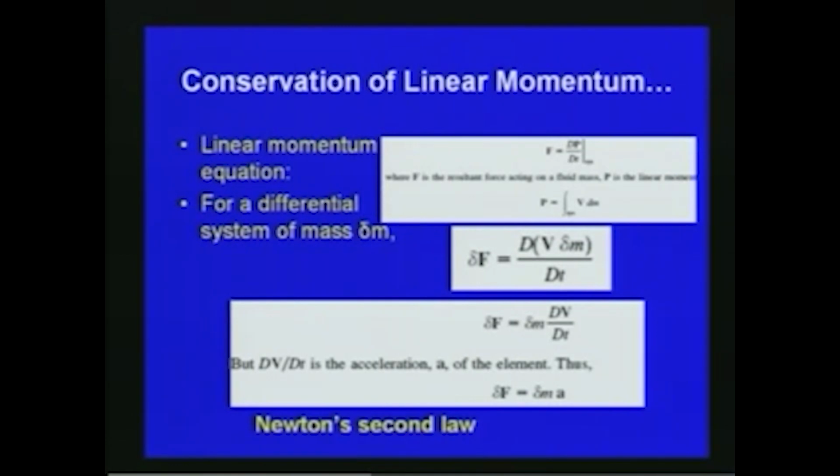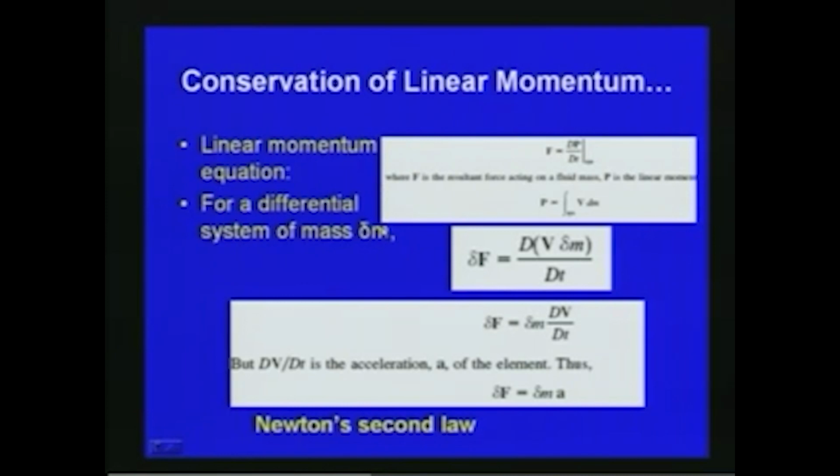Now based upon this, the linear momentum equation can be written as shown in this slide. If F is the resultant force acting on a fluid mass, F is equal to dP by dt, where P is the linear momentum. So the force is equal to the total derivative of the linear momentum with respect to time. F is equal to dP by dt for that particular system, and the momentum is equal to the integral of V dm. This is the basic definition when we consider the linear momentum equation.